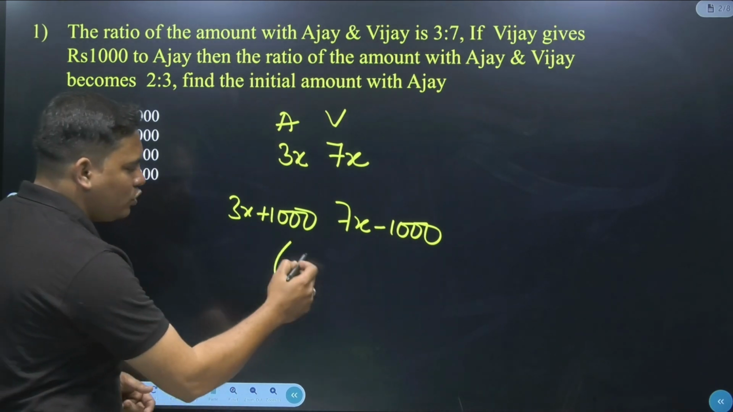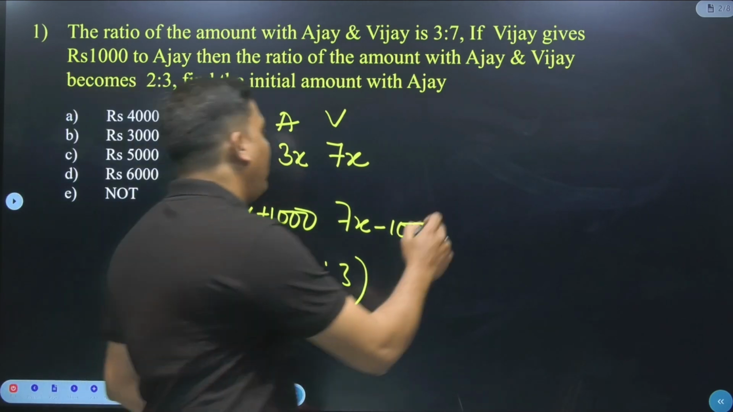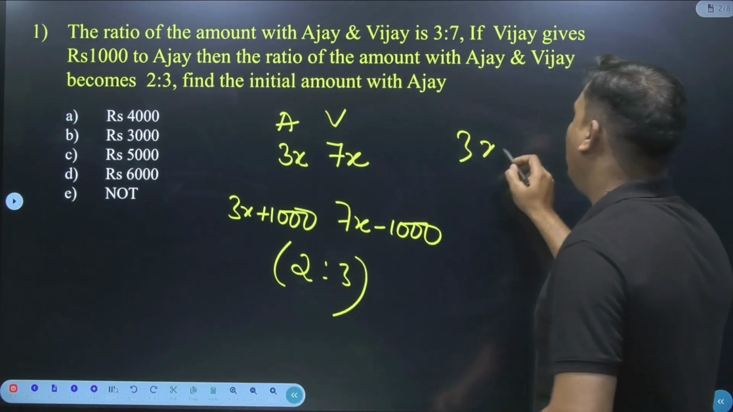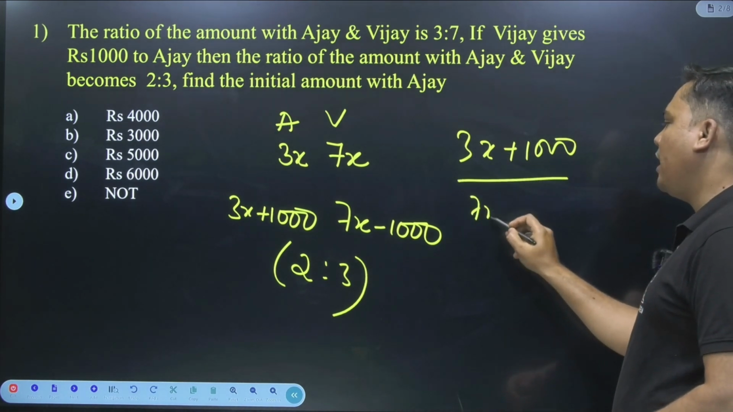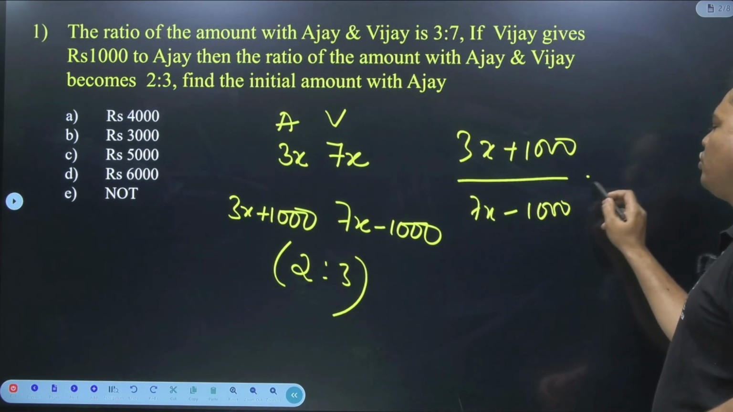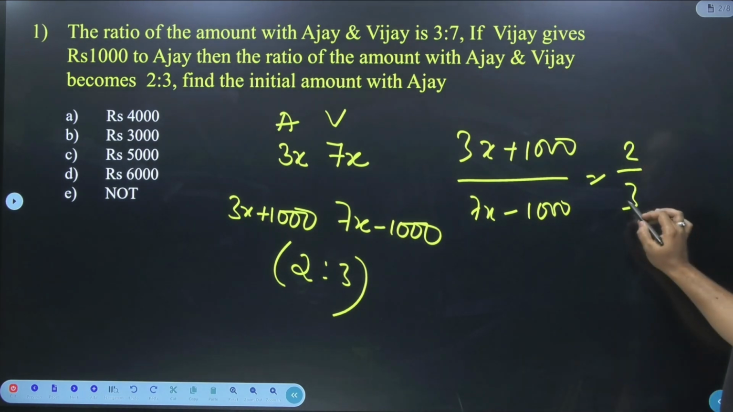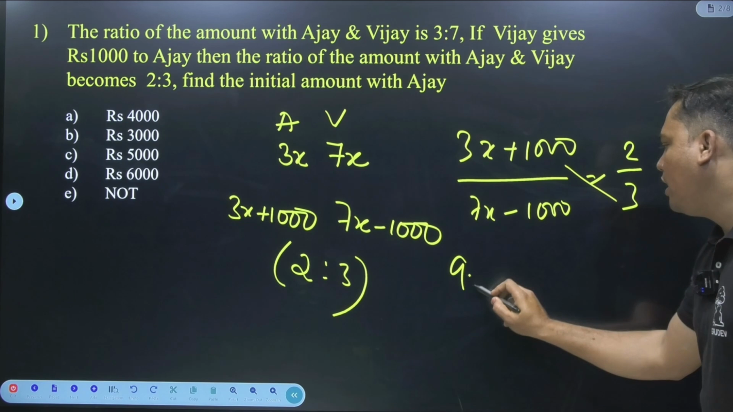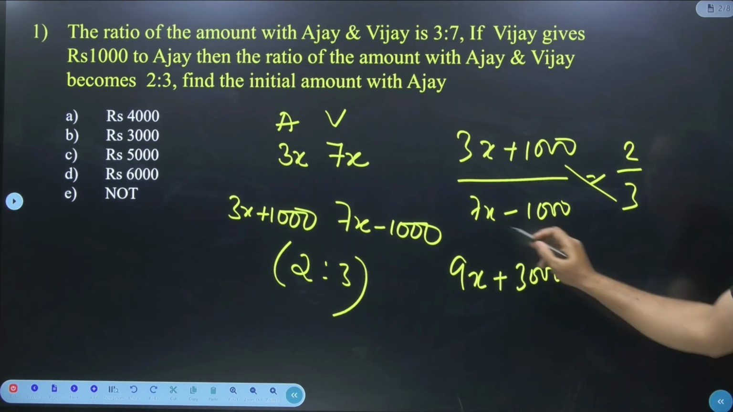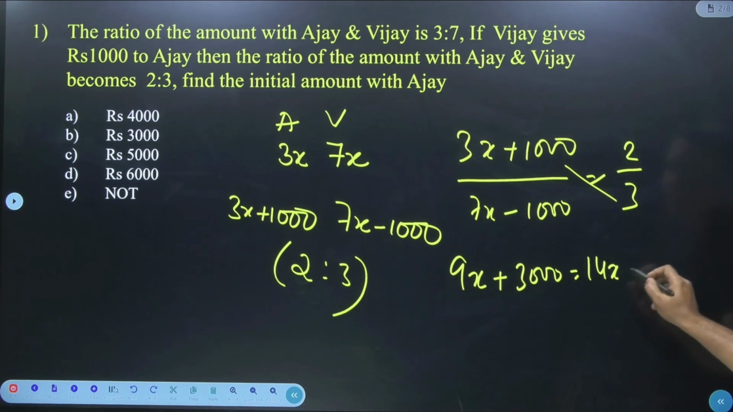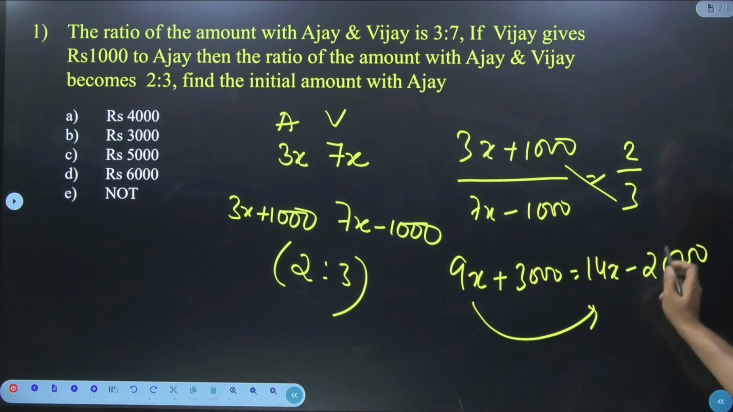Now the ratio of Ajay and Vijay is given as 2:3. So I will have an equation: (3x plus 1000) divided by (7x minus 1000) equals 2 divided by 3. Now I will cross multiply. 3 3s are 9x plus 3000, which equals 7 2s are 14x minus 2000. Now he will come here and he will go there.